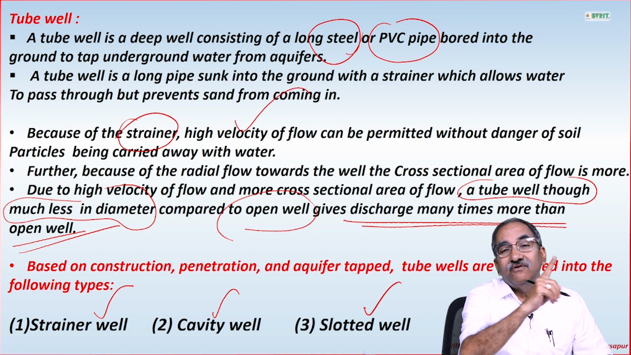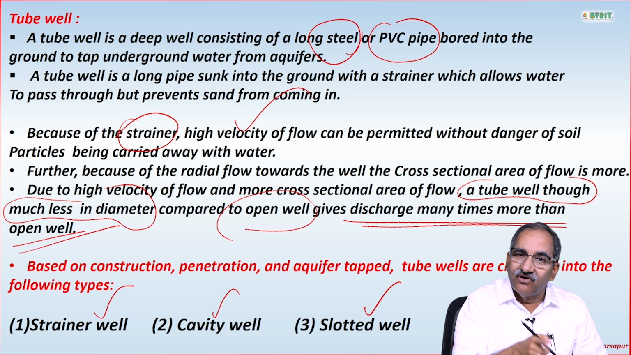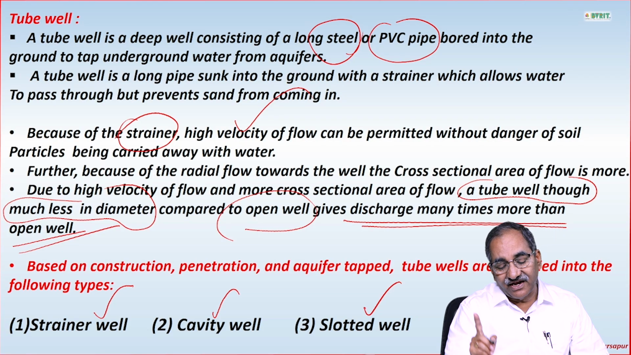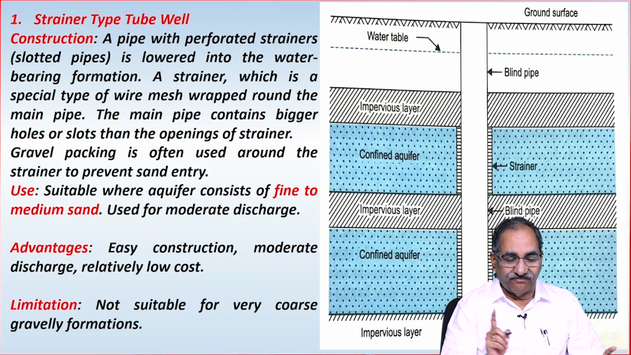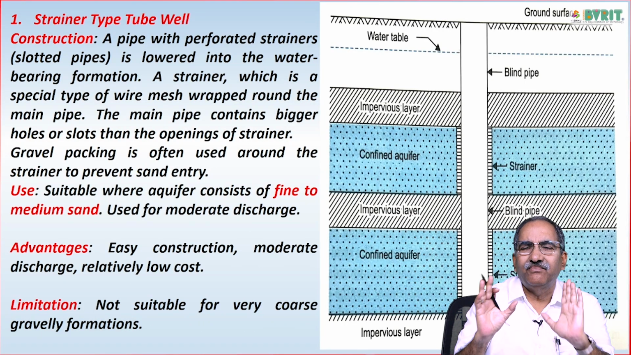Whereas in open wells, we have shallow well and deep well, only two classifications. Here in tube wells, we have three classifications. We call them strainer well, cavity well, and slotted well. So let us take the strainer well first. Figures are very important.